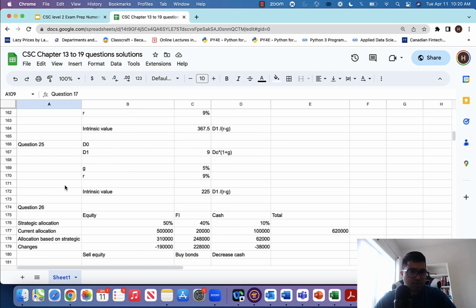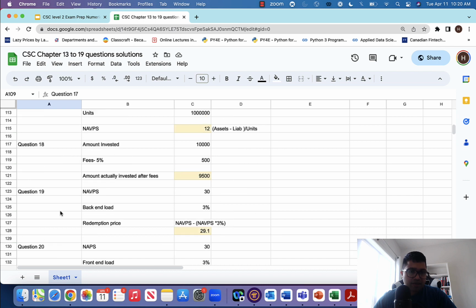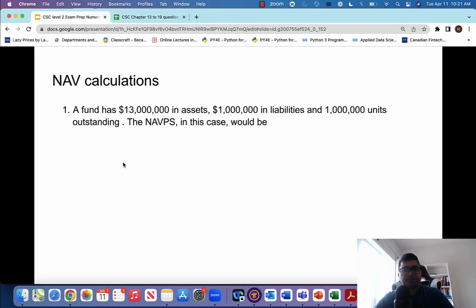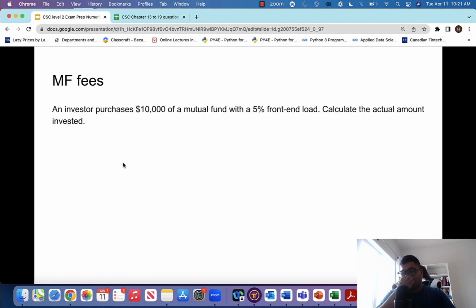So we are almost there. 9 more questions to go. Let's start with question number 18. Question 18 is about mutual fund fees. An investor purchases 10,000 units of a mutual fund with a 5% front-end load. Calculate the actual amount invested. So 10,000 units of a mutual fund he has purchased, and there is a front-end load fee of 5%.